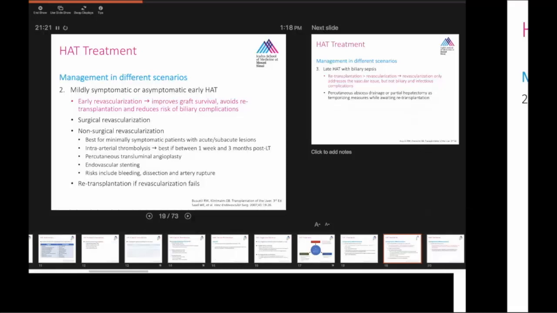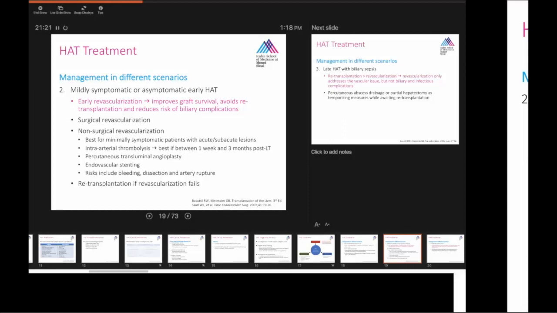Now, in patients with early HAT who are only mildly symptomatic, early revascularization becomes our priority. And so the options are surgical or non-surgical. Non-surgical revascularization is best for mildly symptomatic patients who have acute to subacute lesions. And the next 3 bullets are the options. You have intra-arterial thrombolysis, you could have angioplasty, or you could have stenting. And these are things that the interventional radiologists do.